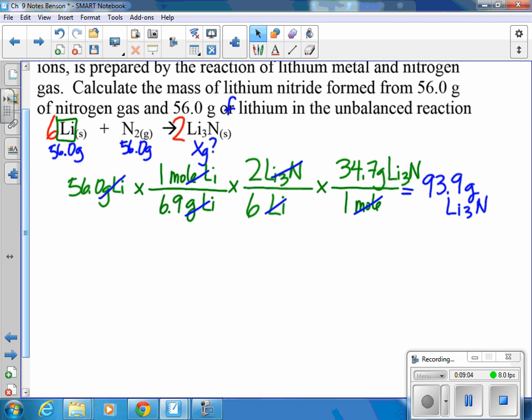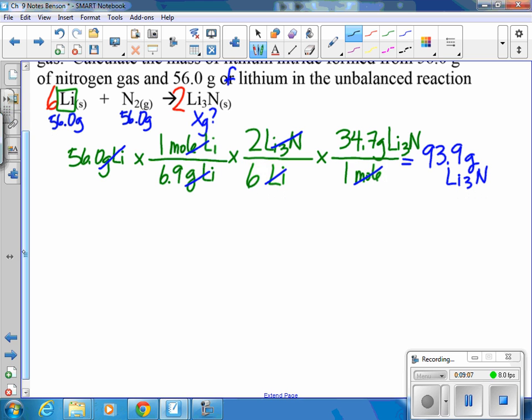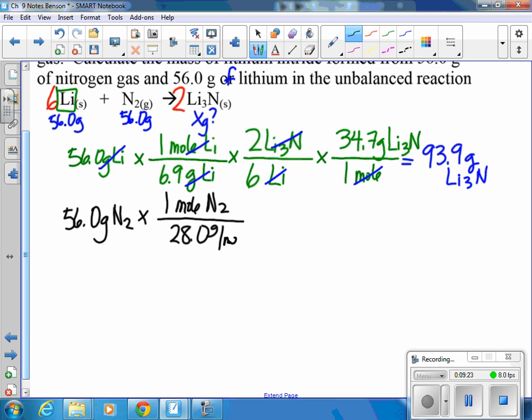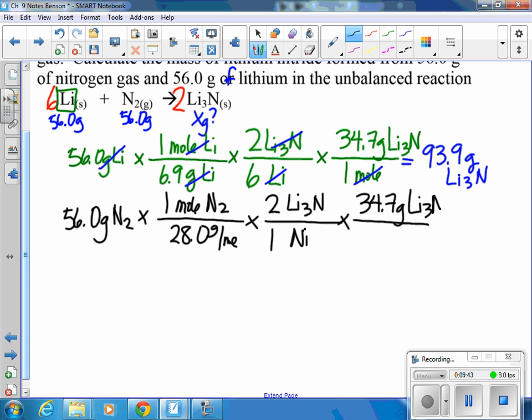Okay, so I'm just going to do the same exact thing with my nitrogen, bring it all the way to the end. So 56.0 grams of nitrogen, times a fraction bar, I know 1 mole of nitrogen times its molar mass, which is 14 times 2, would be 28.0 grams per mole, times a fraction bar, so my unknown is 2 moles of lithium nitride to 1 mole of nitrogen. Do my last thing, I'm using the same product again, so 34.7 grams of lithium-3 nitride in 1 mole.